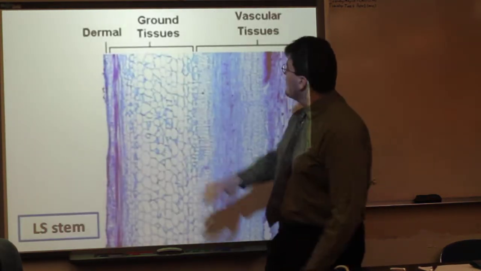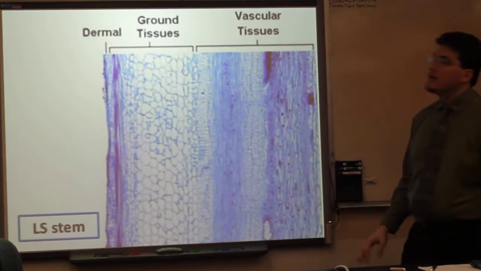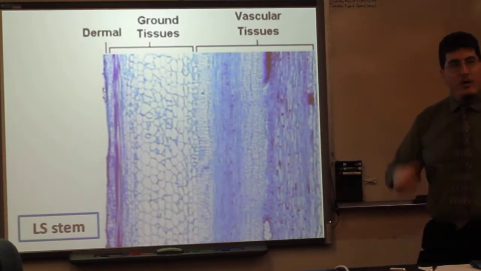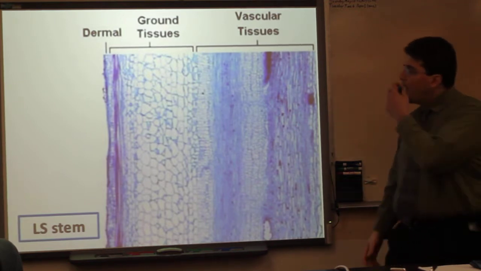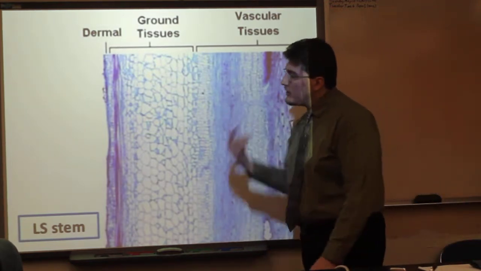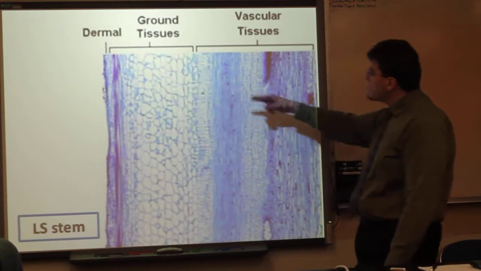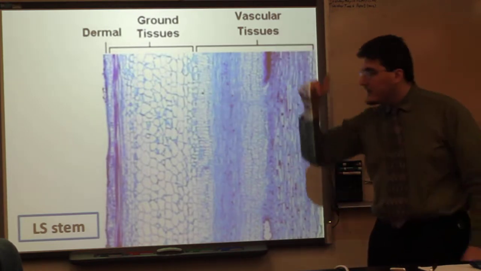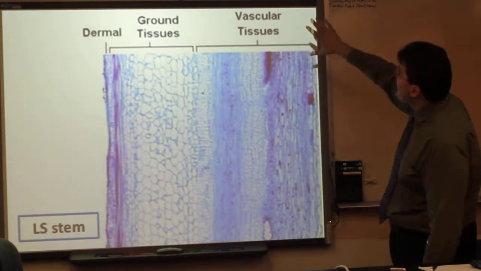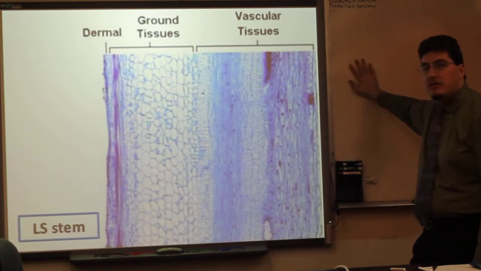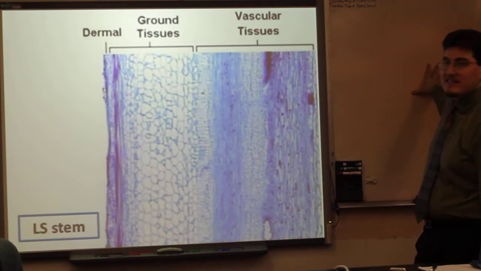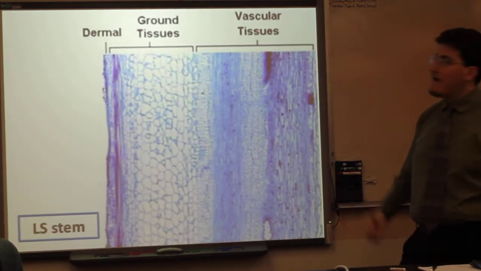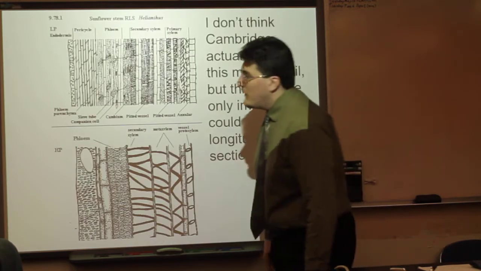So this is going to match up in order with our tissues that we saw in our transverse section. So the order of tissues in a longitudinal section is going to match up with the order from outside to inside. Beyond the vascular tissues is going to be pith. And then beyond the pith is going to be more vascular. And then beyond that is more ground. And then beyond that is more dermal. And then air again.